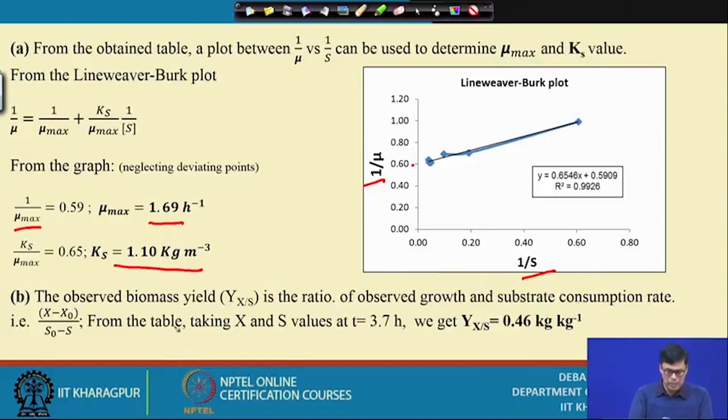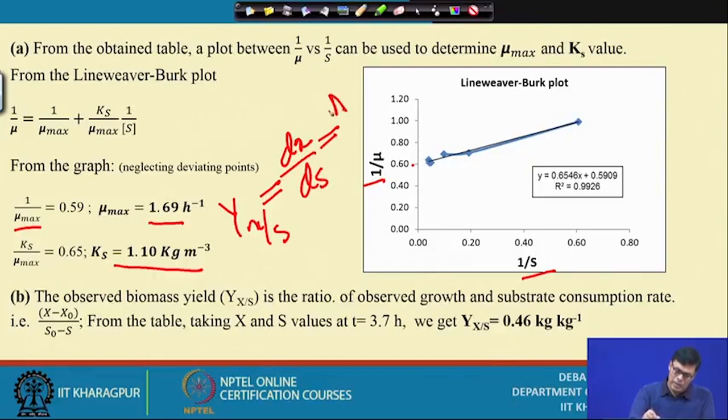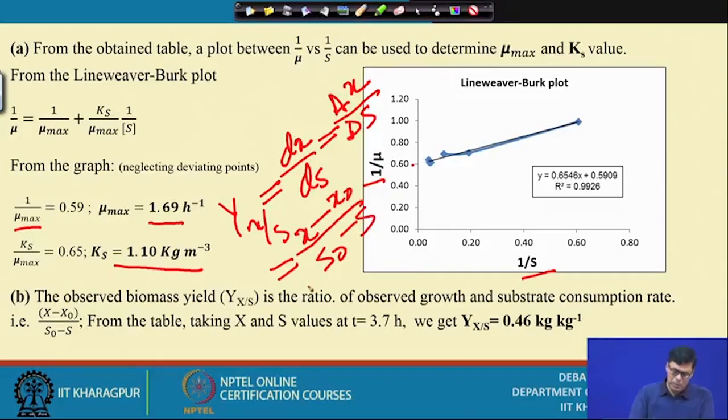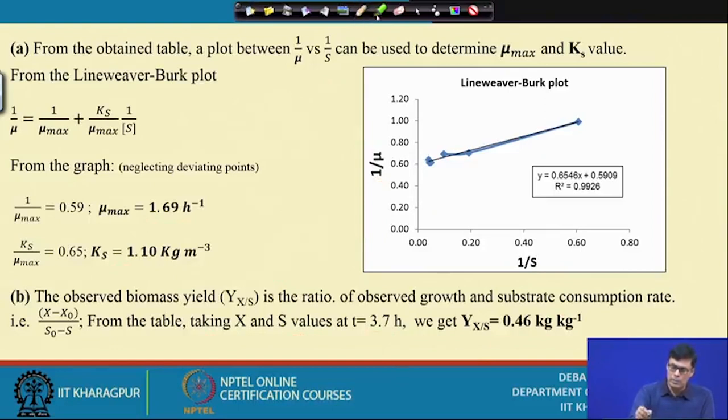Now the next question is: what is the observed biomass yield ratio? We can write Y_x/s is equal to dx/ds, am I right? And this we can write as Δx/Δs, which is equal to (x - x0)/(s0 - s). From the table, taking the value of x at time 3.7 hours, we get the Yx/s value of 0.46 kg per kg. So, we can easily find the values of the different kinetic constants of any microbial system. I hope everybody can do it very easily.